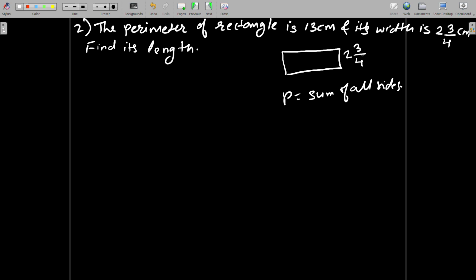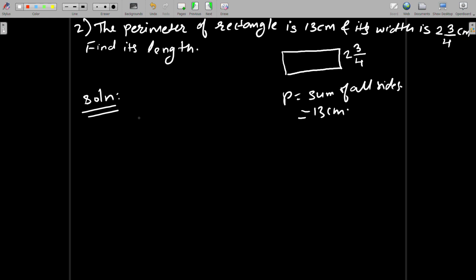Now it's very simple. Let's come to the solution. How are we going to find it? What is the length here? Do we know? We don't know. What is the total of the perimeter? That is the sum of all the sides. We know that, it is equal to 13 centimeter, that is given.